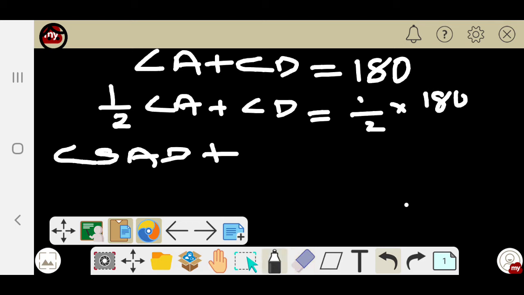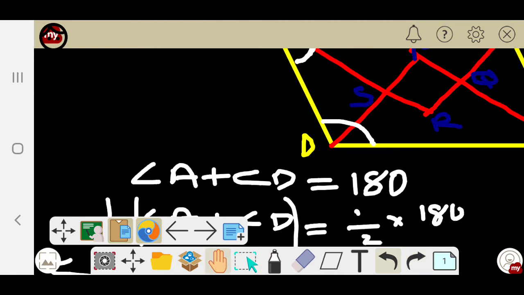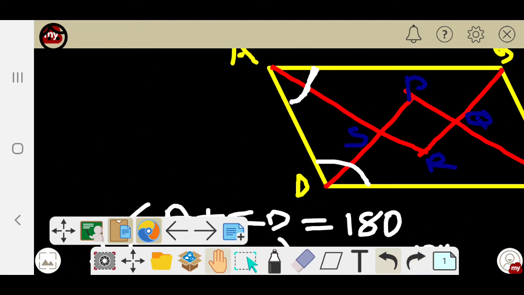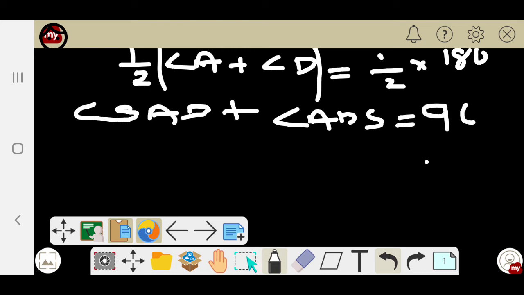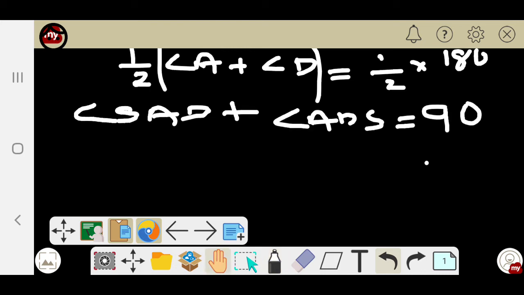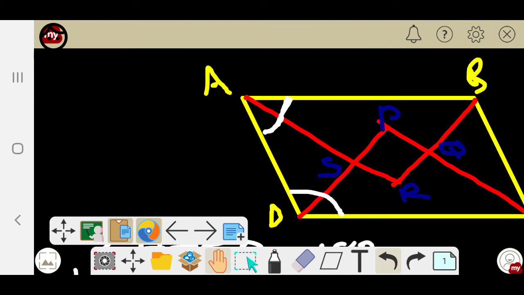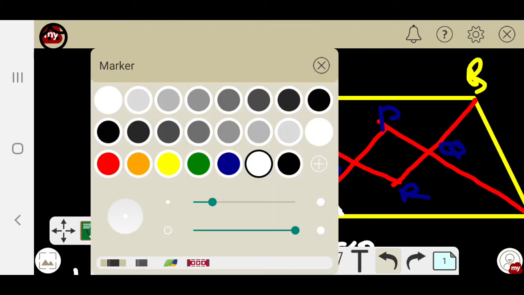Then what is half? Total half. What is half of angle D? Half of angle D is angle ADS. Angle SAD plus angle ADS is 90 degrees. See the figure? Angle SAD plus, we can use another.